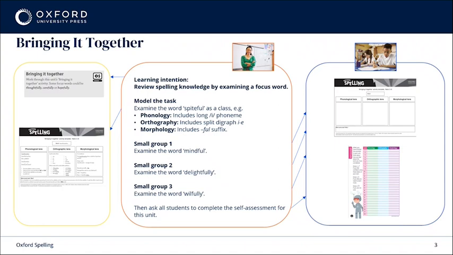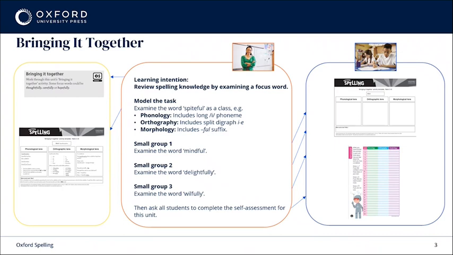For the morphology lens, you can then look at the meaningful parts of the word. For example, spiteful is made up of the base word spite and the suffix full, which means full of. Then you can host a discussion with your students about which spelling strategy might be the most effective for spelling this word.